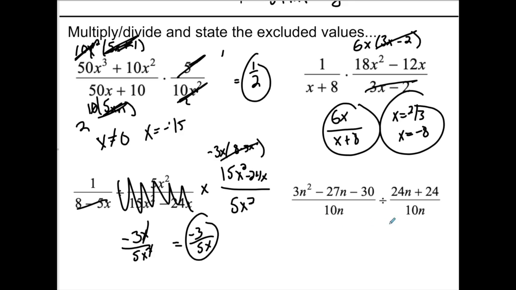Okay, and lastly, same idea. Let's start by doing a little rewrite: 3n squared minus 27n minus 30 over 10n. Keep, change, flip.